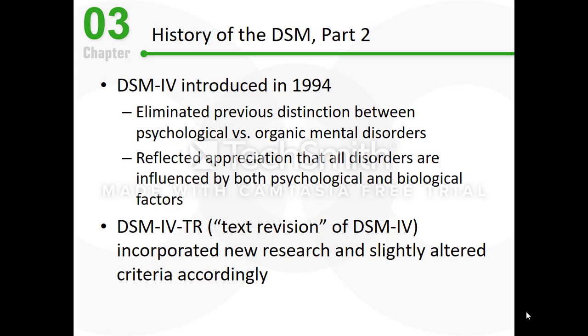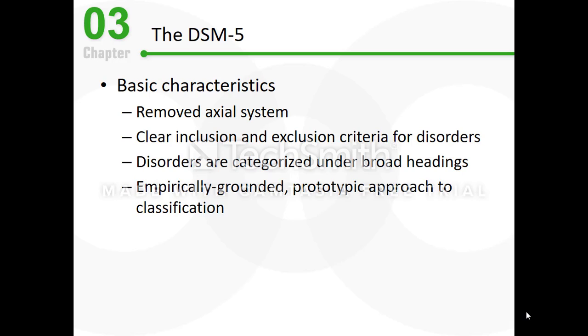So DSM-4 comes around in 1994. It eliminates the difference between psychological and organic mental disorders. It says essentially that there's a much more integrative approach, that psychopathology is due to both psychological and biological factors. And then DSM-4 comes along, and it is simply an update as to the new research, with some slightly altered criteria for certain diagnostic categories.